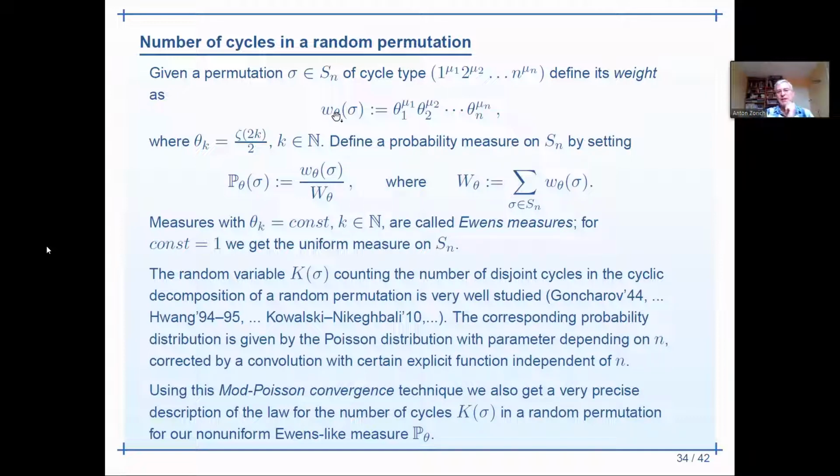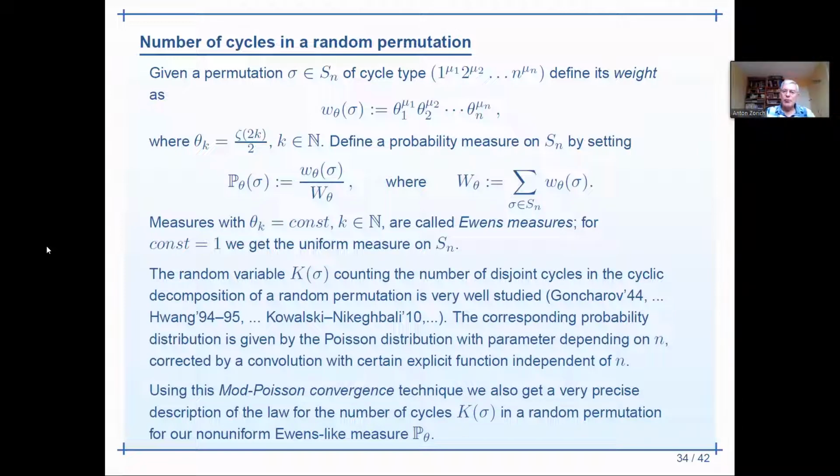Then we associate this weight to a permutation. If a permutation has a single cycle of length n, we have just one factor 1/2. If it is decomposed into many cycles, then we'll have 1/2 to the power of the number of cycles, which is much smaller, right? So we take, with bigger probability, permutations which have a small number of cycles, and with smaller probability, permutations which have a large number of cycles.